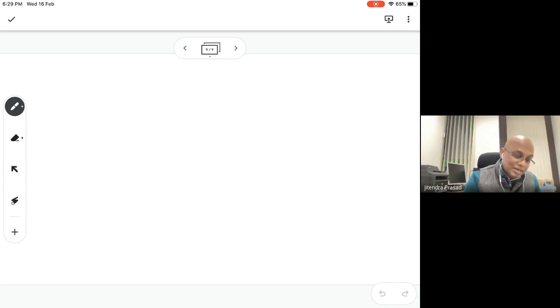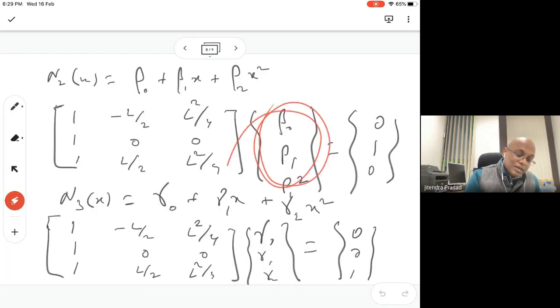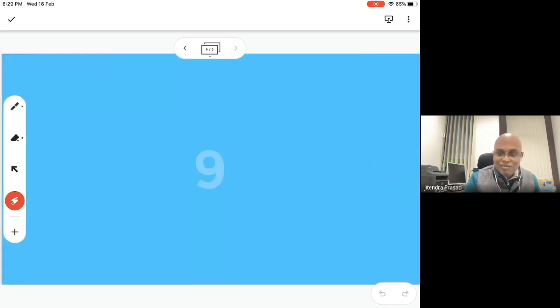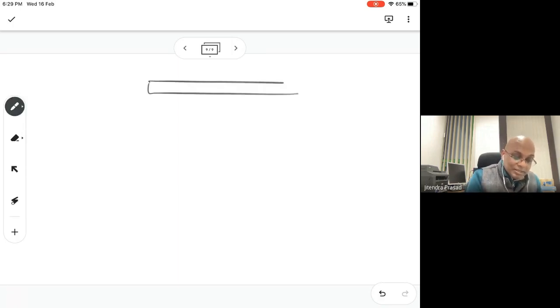How do you do that? This will work regardless of where the axis is. You just have the equation, you get the 3 equations, and you have the 3 coefficients. You can construct the N1, N2, N3, and you can integrate. But there is another way of doing the same thing.